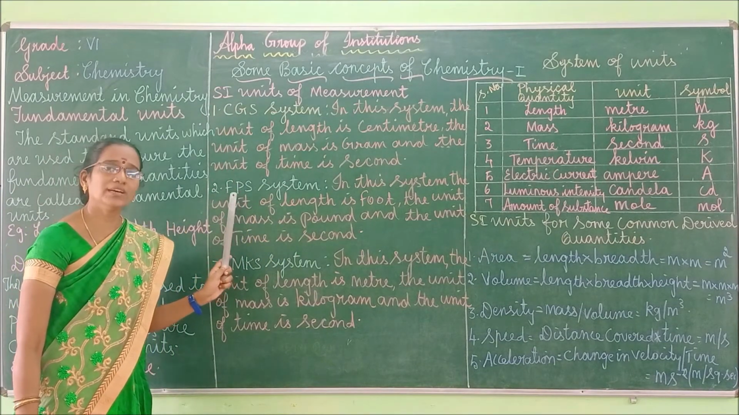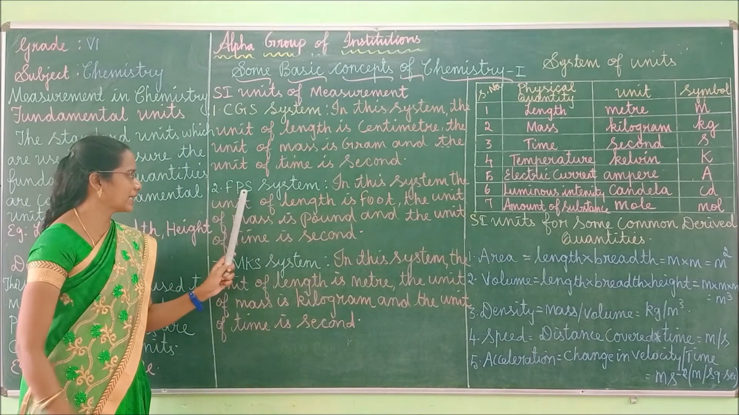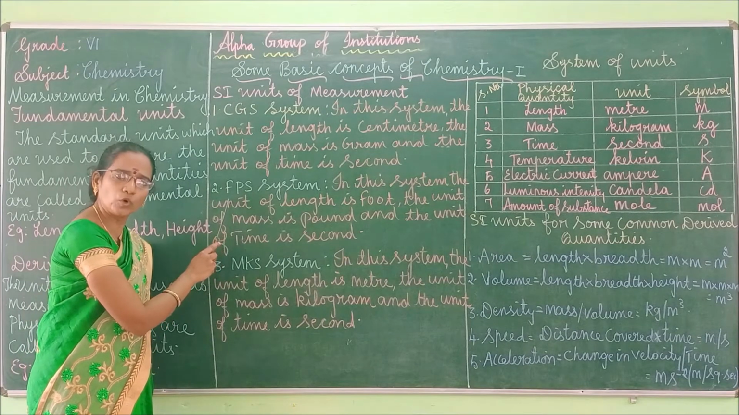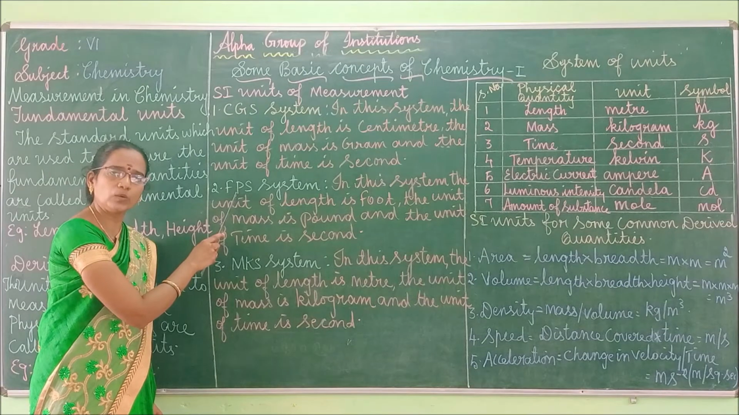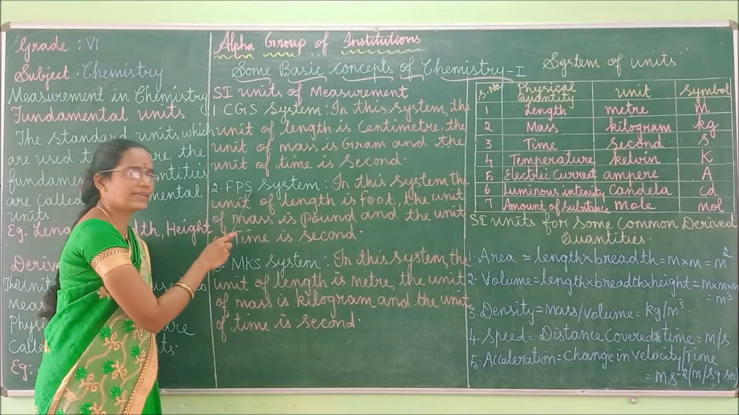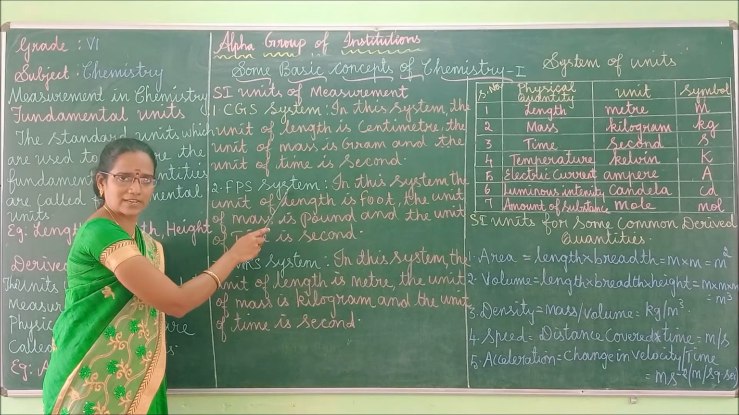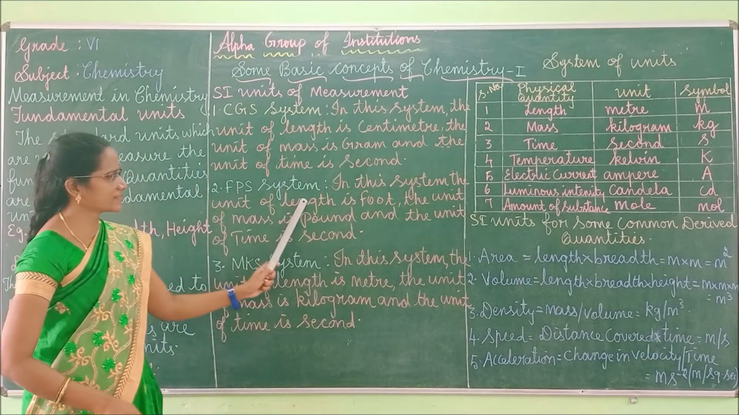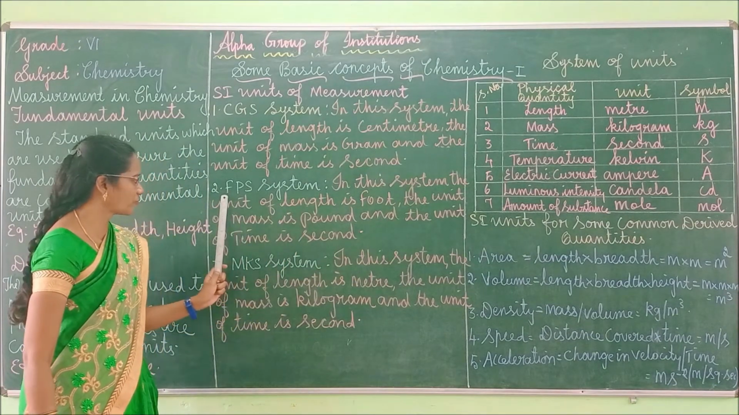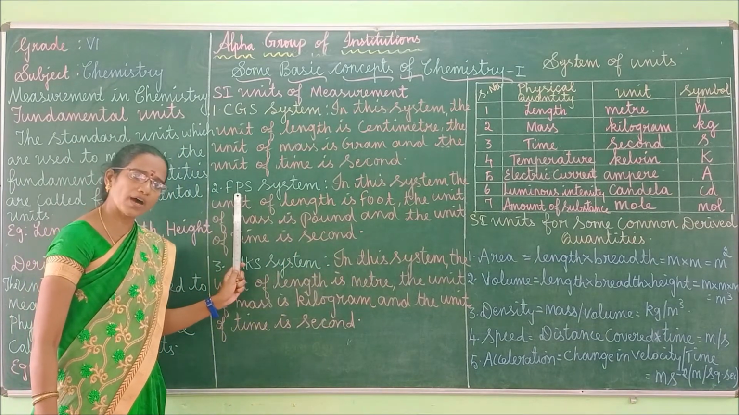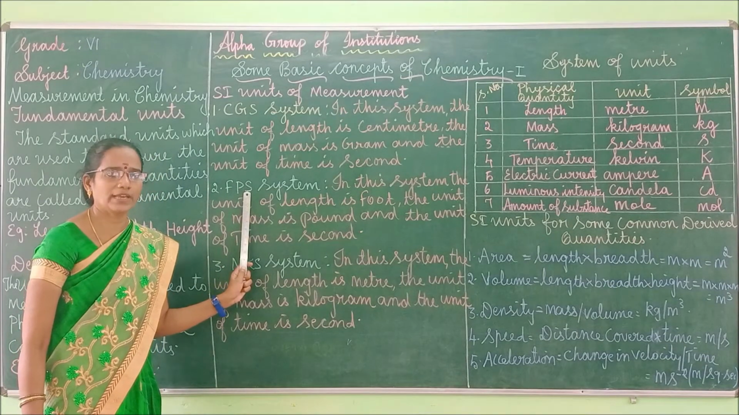Second, we can move to the FPS system. Okay. So FPS. F means foot, F-O-O-T, foot. P is pound, P-O-U-N-D, pound, and S is second. Foot, pound, second system. Okay. So FPS system. In this system, the unit of length is foot, unit of mass is pound, and unit of time is second. Okay.